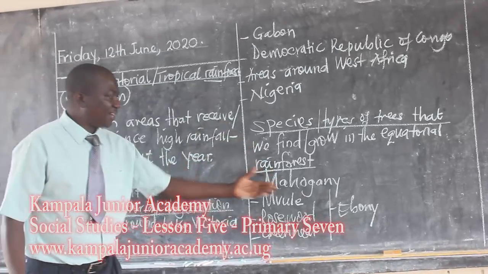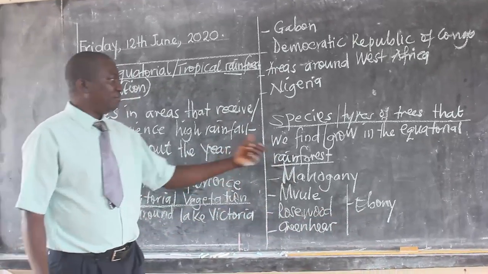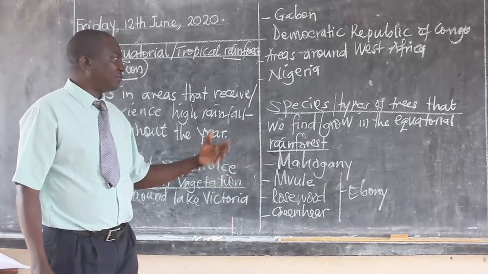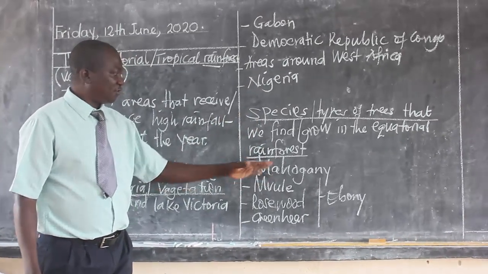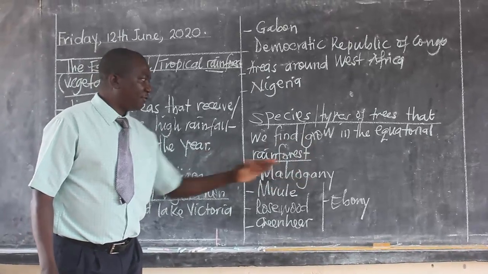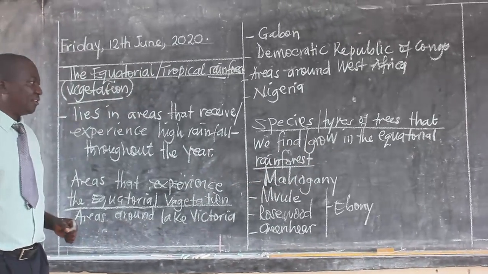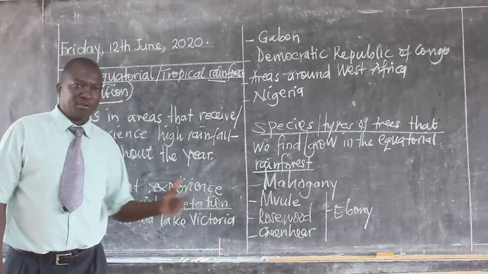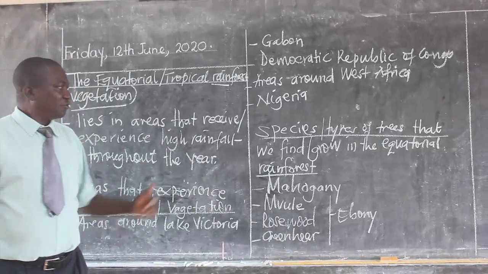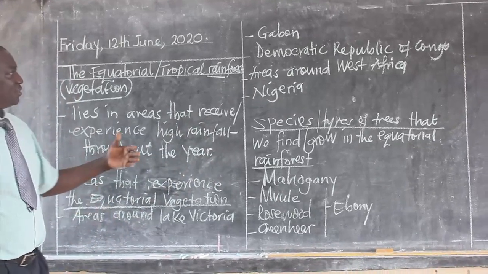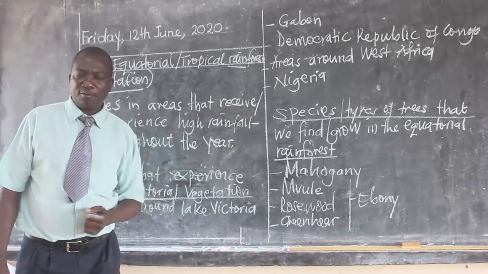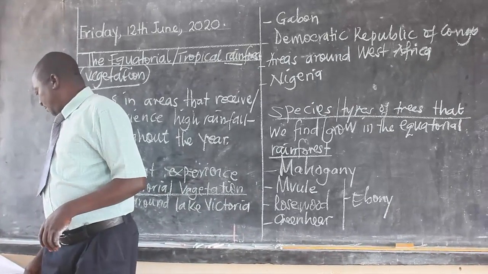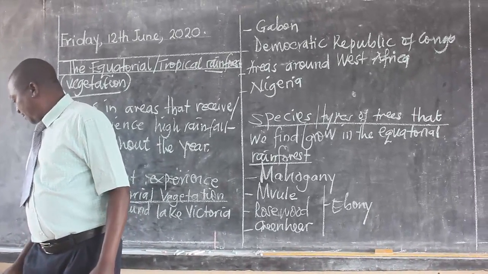So a question can come and they ask you, mention any 2 examples of the types of species of the trees that grow or we find in the equatorial or tropical rainforest. Be able to mention any of those ones. So the list is long, but I'm saying we shall find all the work within our notes that we shall set. So those are the types.